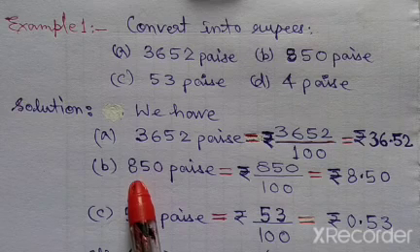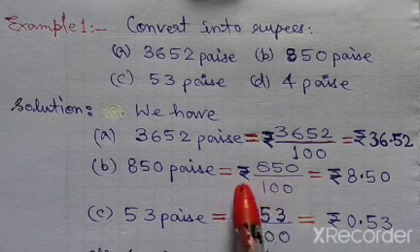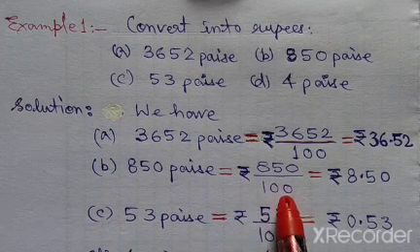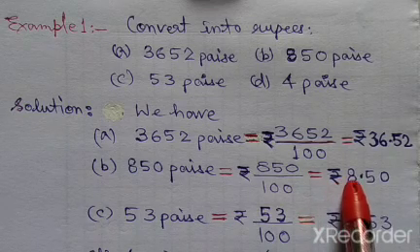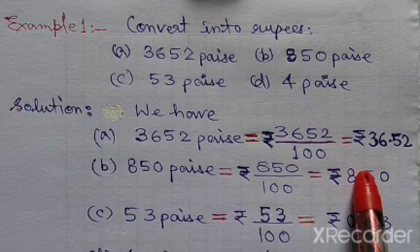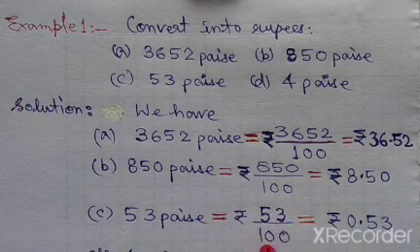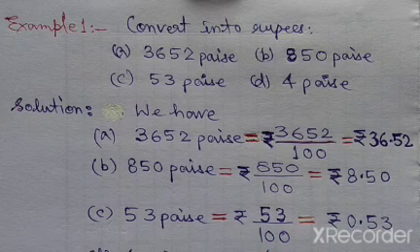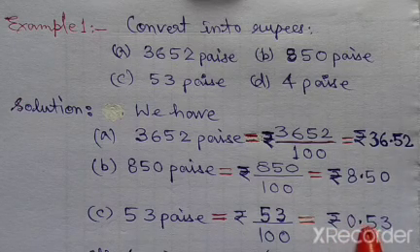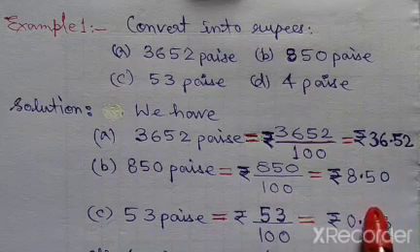Let us take another question, 850 paise. So children, what will you do? First you put the symbol rupees, then divide by 100. 850 by 100 is equal to rupees 8.50. Again put the decimal from the right hand side after 2 places. Okay. Next, 53 paise is equal to rupees 53 divided by 100. Simple children, divide by 100. Equal to rupees 0.53, that is, put the decimal point after 2 digits from the right hand side.